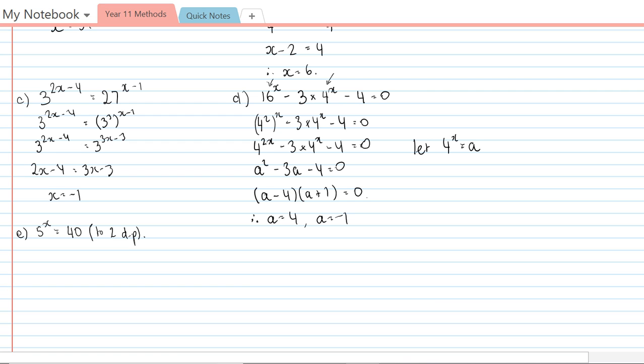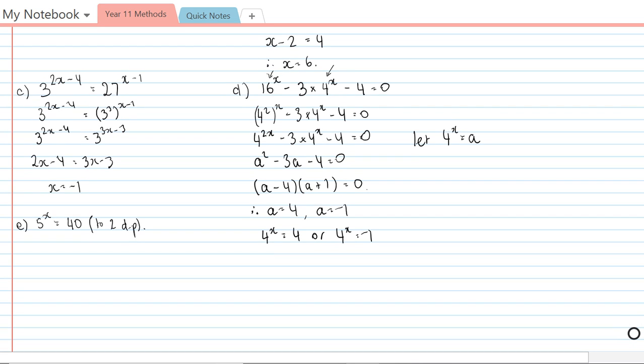Now remember that a was 4 to the power of x, so 4 to the x is equal to 4, or 4 to the x equals negative 1. Well, obviously the first equation, 4 to the power of x equals 4, x must be equal to 1. Okay, the second equation, 4 to the x equals negative 1, actually has no solution.